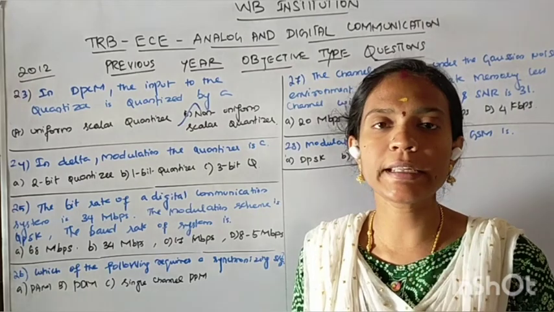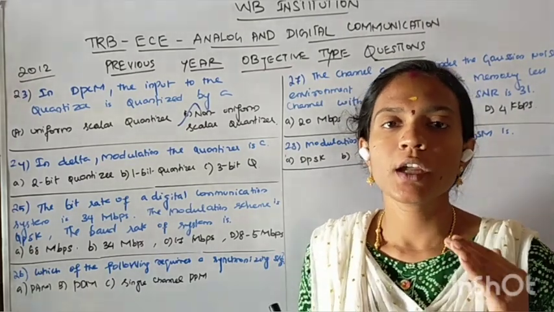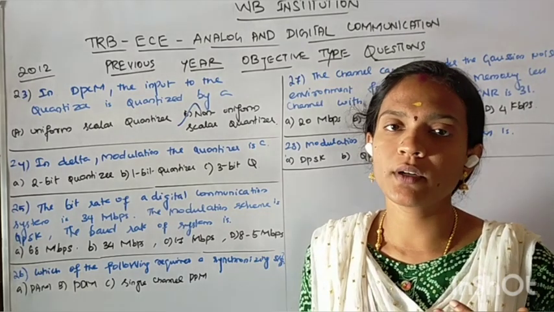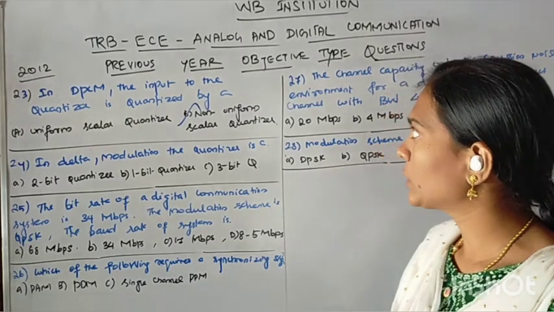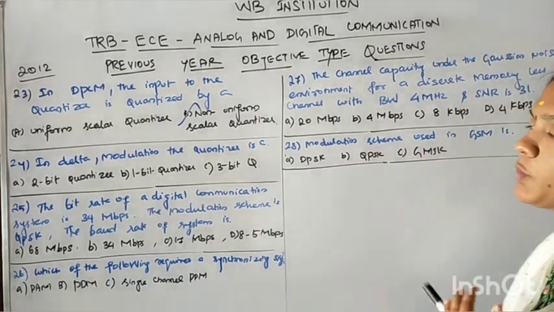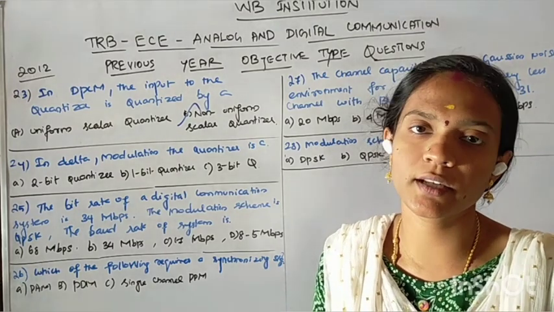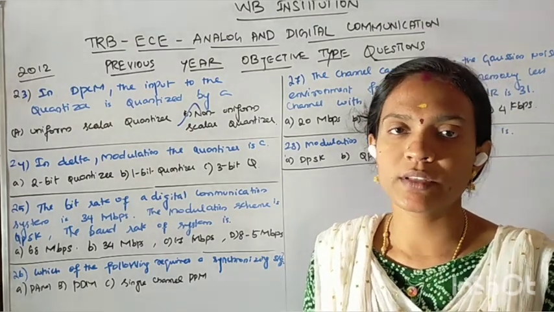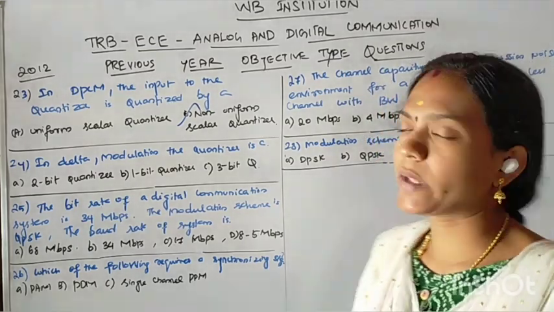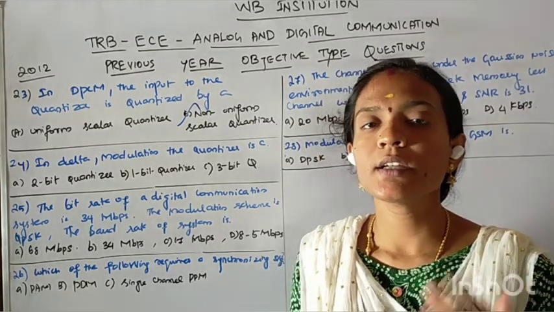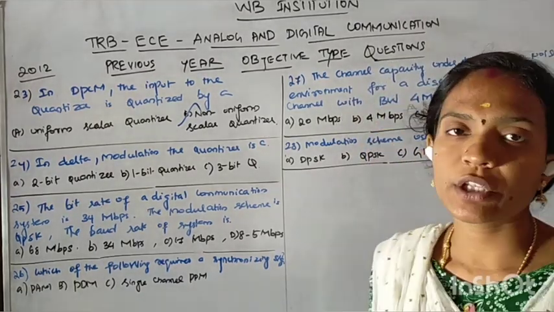So in this video, based on the TRB-ECE Analog and Digital Communication subject, we discuss previous year questions. All the previous year questions we are discussing, and we have been discussing all the objective type questions. In the previous sections, we discussed the 22 questions asked in TRB 2007. Okay. So in today's section, we will discuss all the questions asked in TRB 2012, based on analog and digital communication systems.